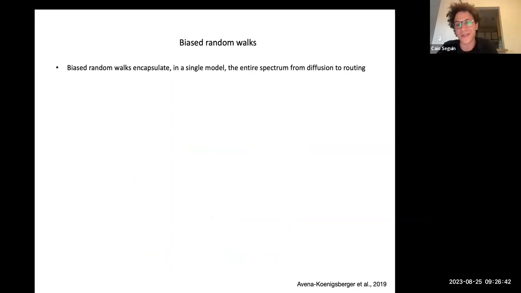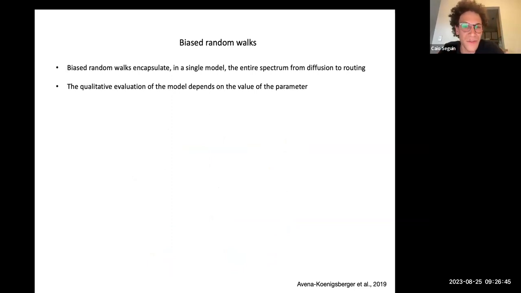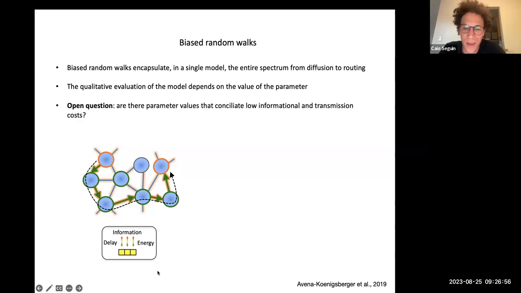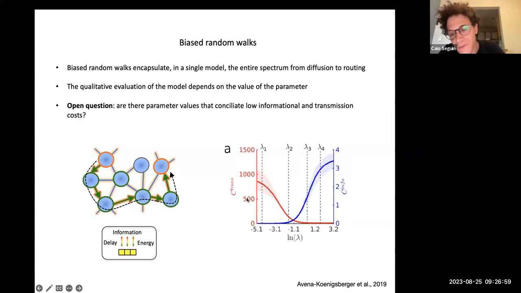So they encapsulate in a single model this entire spectrum from routing to diffusion. And of course, in this case, the qualitative evaluation of the model totally depends on the parameter that you set. And what is really cool is that if you plot this, on the x-axis you have the parameter, so higher means more information into the system. In red, you have how efficient it is, so the cost of sending a signal in terms of the delay. And here you have how much information you're inputting into the system. And these curves don't really move at the same speed.